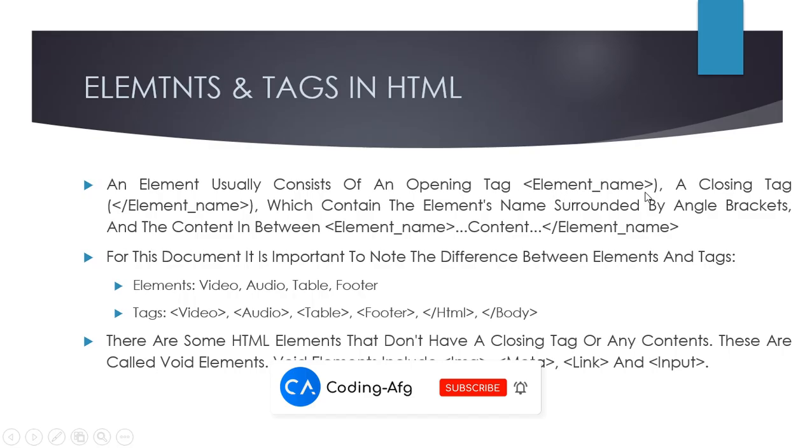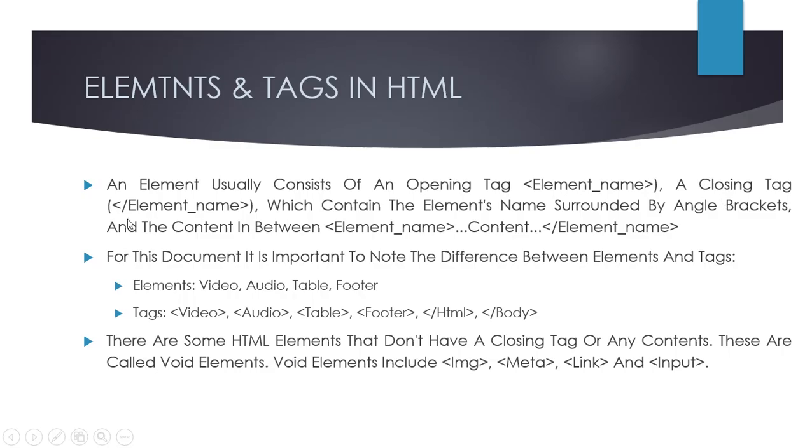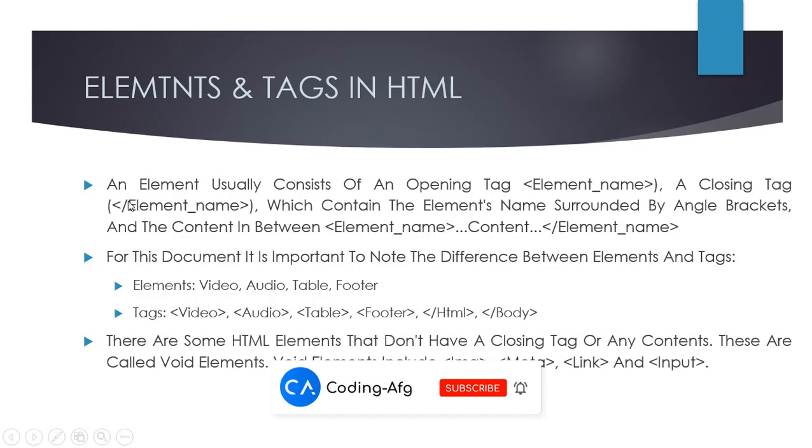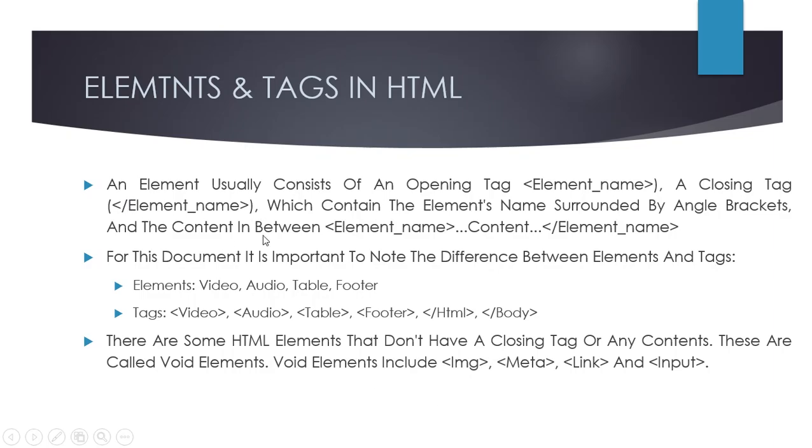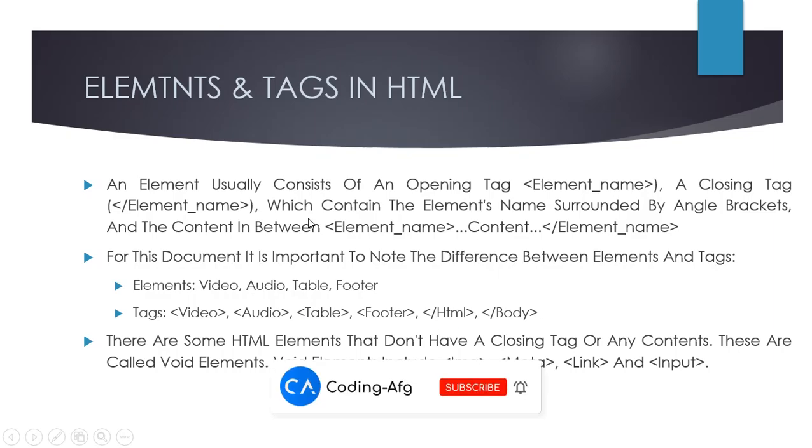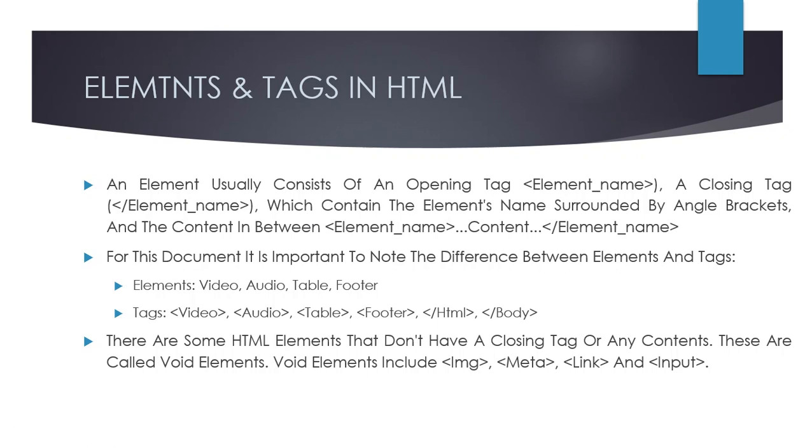And a closing tag as well. A closing tag just has a forward slash here like this, and then we can close the element, which contains the element's name surrounded by angle brackets. And the content in between is our content. Like we write these angle brackets like this, then the element name and the ending tag. Then in the center we can write our own content, whatever we want here.